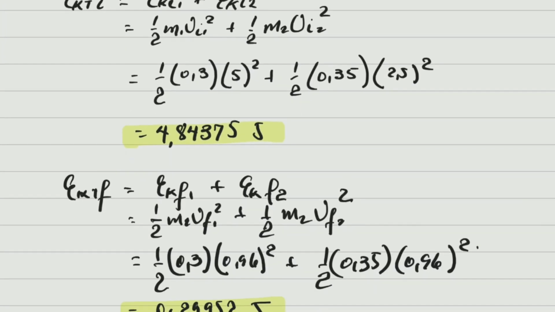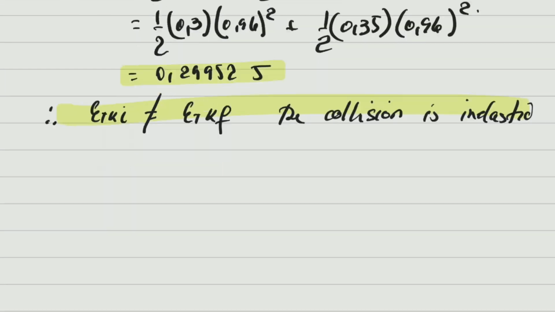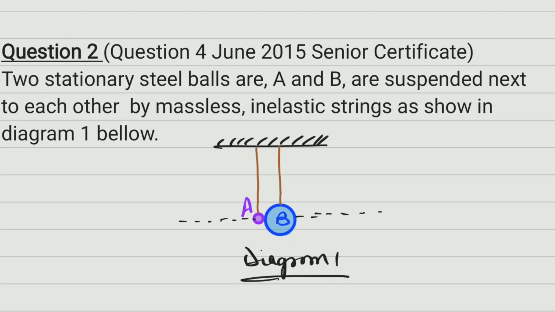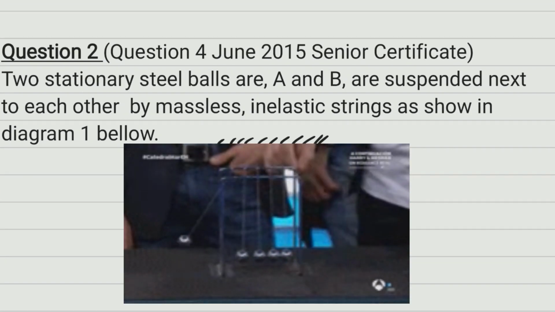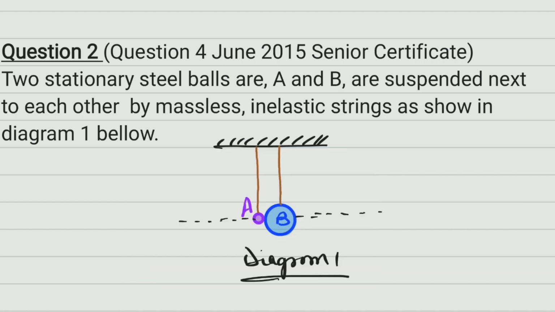The advantage to have videos is that you can stop, fast forward, backward, you can reverse, etc. Now, the second question we are going to do is a little bit more challenging. This question was question 4 from June 2015, the senior certificate. The question says: two stationary steel balls A and B are suspended next to each other by massless inelastic string as shown in the diagram below.